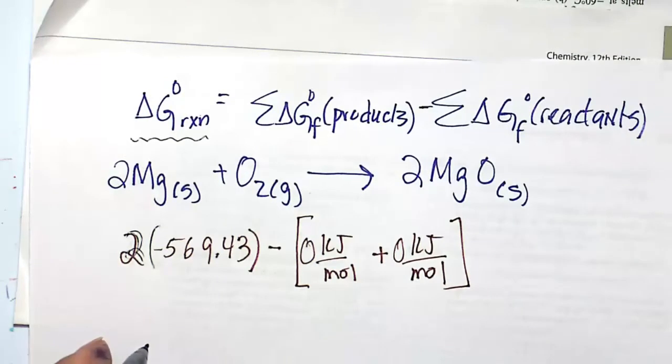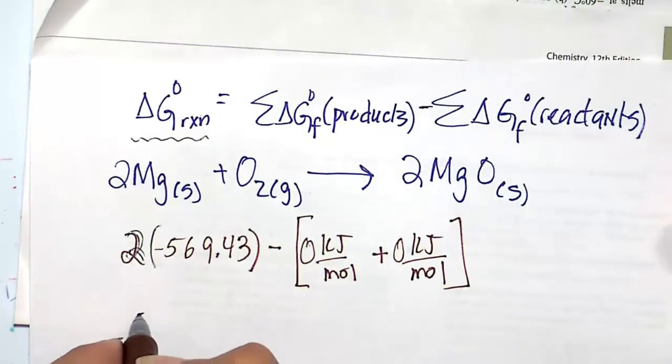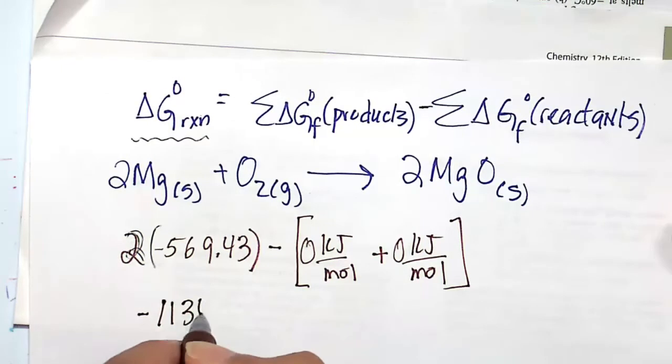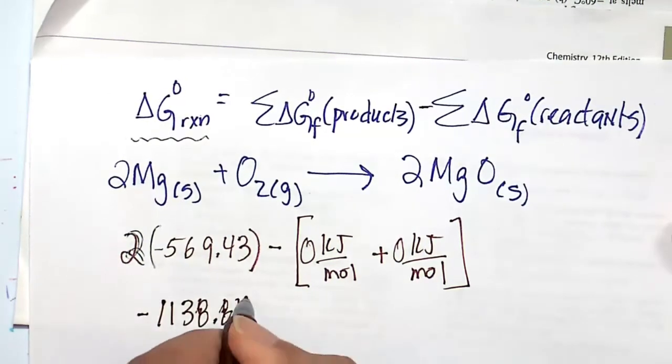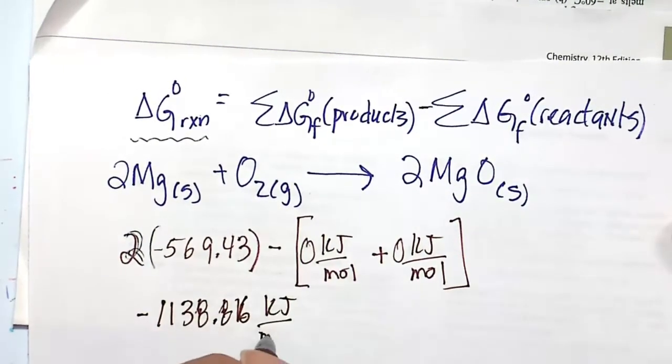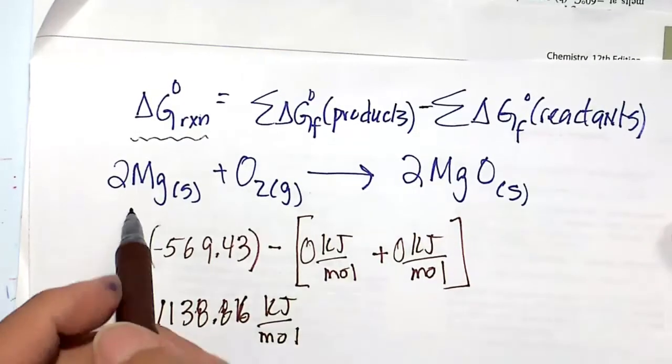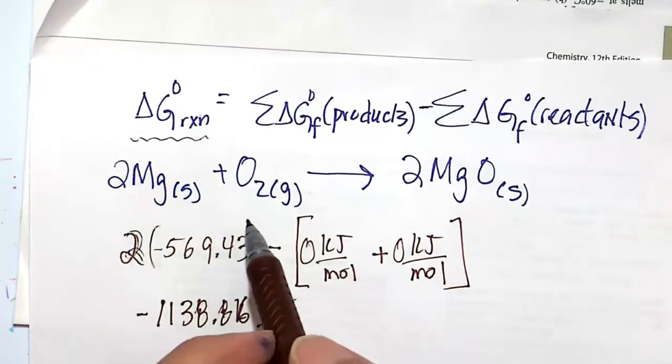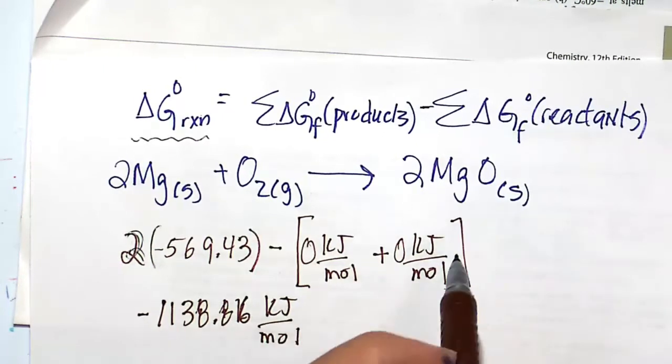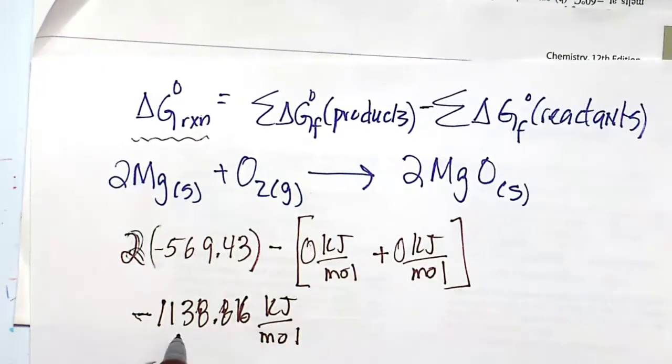So the final answer for this problem is 2 times 569.43, and that's minus 1138.86 kilojoules per mole. The minus sign tells you that this reaction is a go. You take magnesium solid and bubble in oxygen gas, you'll immediately get this magnesium oxide precipitate. The energy that is released is minus 1138.86 kilojoules per mole. That released energy can really be utilized to do some power, some other reaction, maybe a reaction that's endergonic.